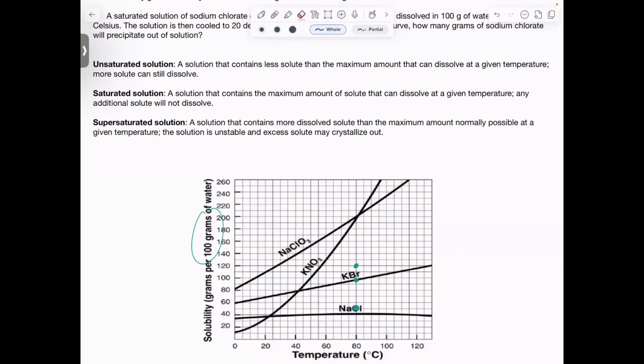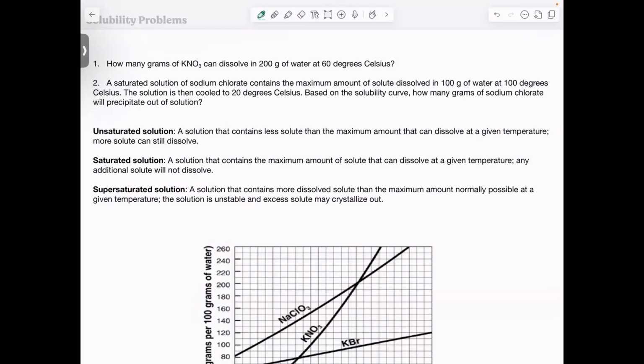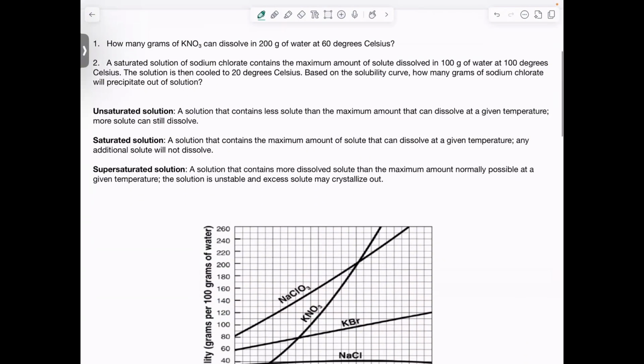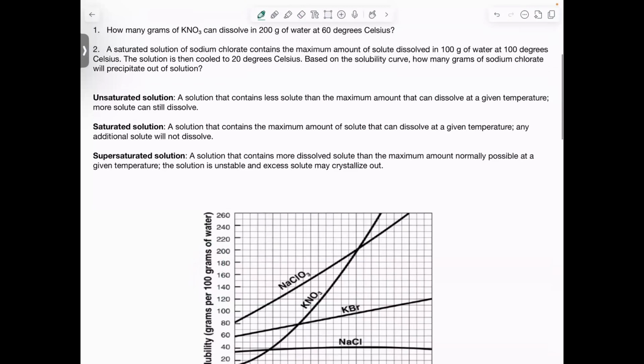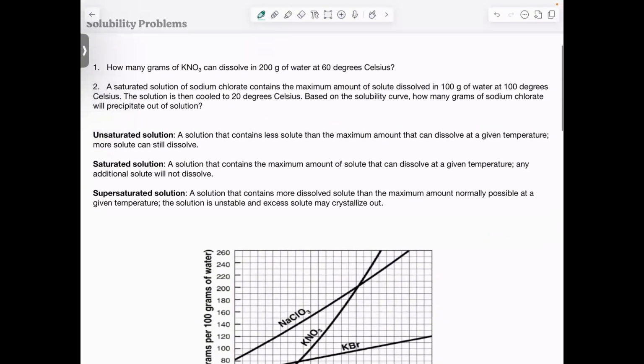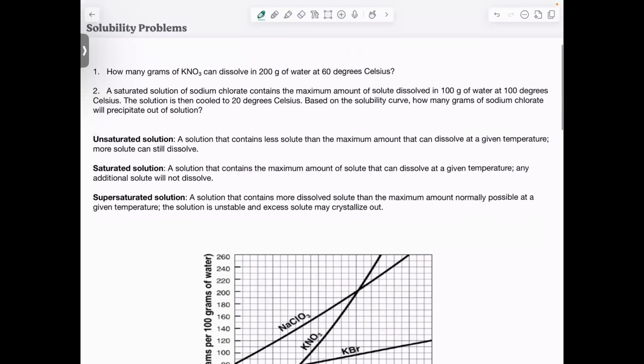Are you on the line, above the line, or below the line? When we go to the top and look at that first question, how many grams of sodium nitrate can be put into 200 grams of water at 60 degrees Celsius? So remember, this is for 100 grams, not 200 grams. So we just need to look at this as a proportion.